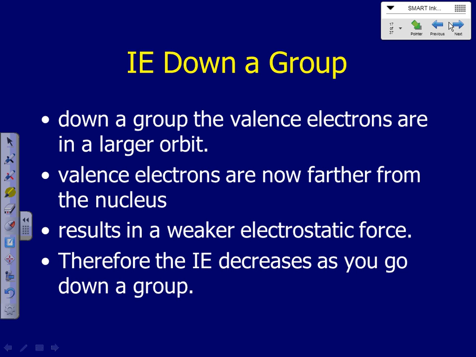Now notice there I've got a larger orbit. You could just say there are more orbits as you move down. However you want to put it, as long as it's logical and contains all the data, that's all that matters. Again, when I'm marking this, I'm looking for: as you move down, there are more orbits. The valence electrons are now farther. This results in a weaker electrostatic force.